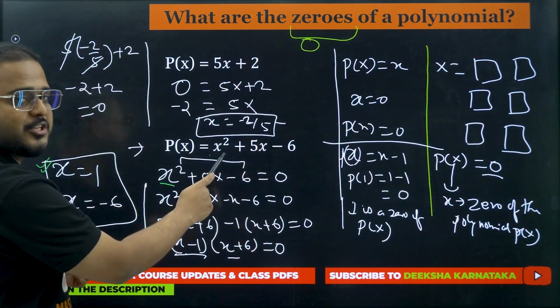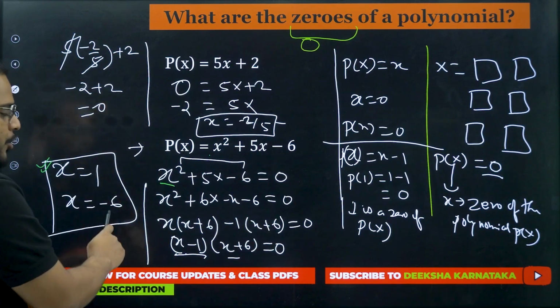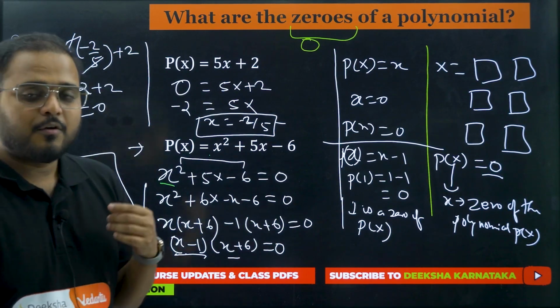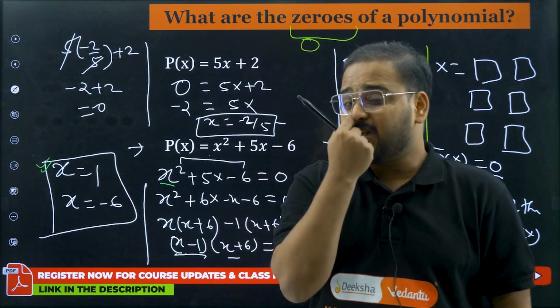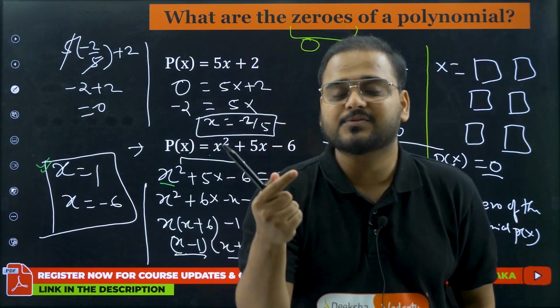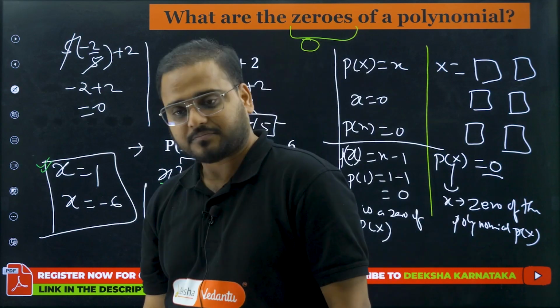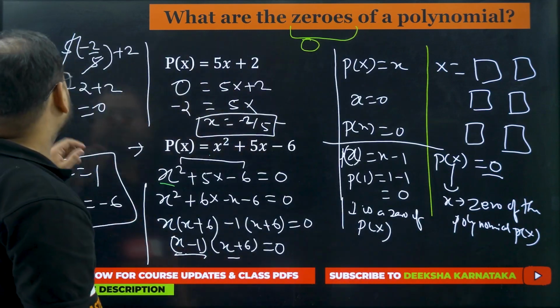This is quadratic, so the power, the degree, is 2. A quadratic polynomial has 2 zeros. It means that if the degree of the polynomial is n, the maximum number of zeros that can exist is n only. You will see this. Okay, please check.